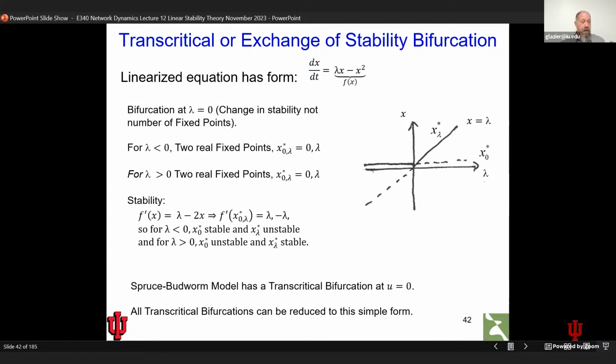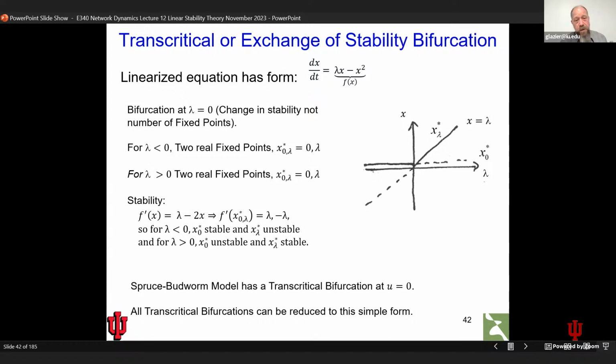If lambda is negative, the fixed point at 0 is stable, and the fixed point at lambda is unstable. If lambda is positive, the fixed point at 0 is unstable, and the fixed point at lambda is stable. Before, we had two fixed points that hit each other and disappeared as we changed lambda. Here we have a stable and an unstable fixed point. They hit each other and they exchange stability. The stable one becomes unstable, the unstable one becomes stable.